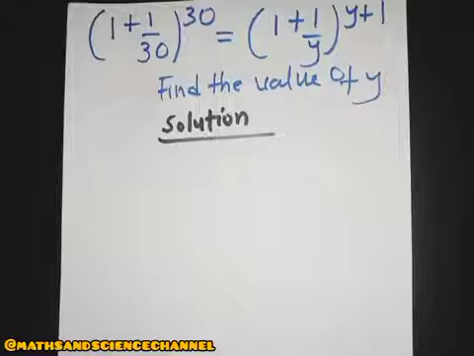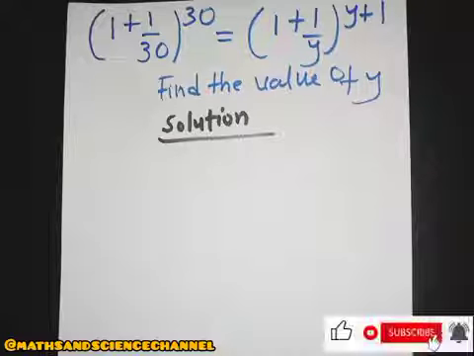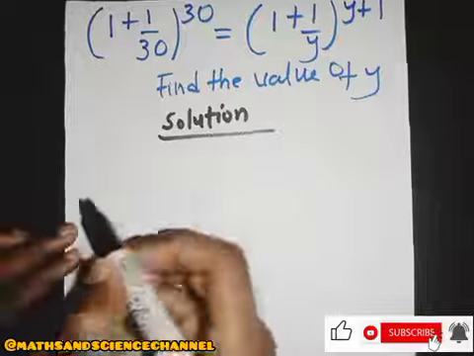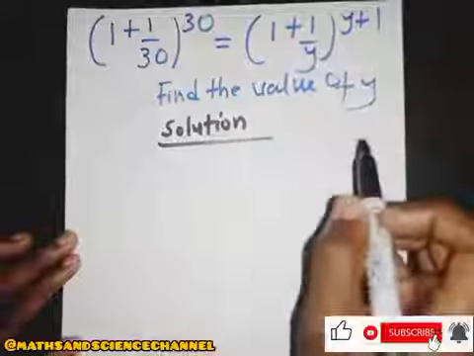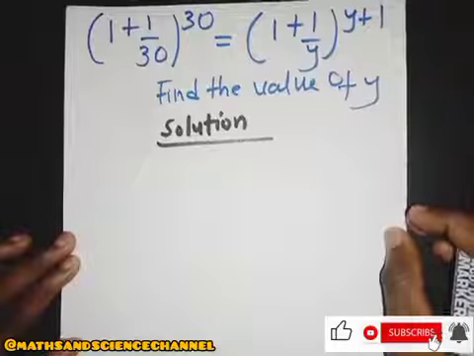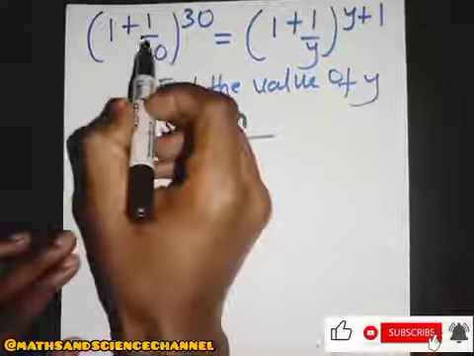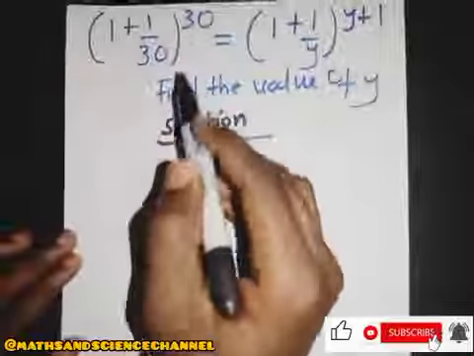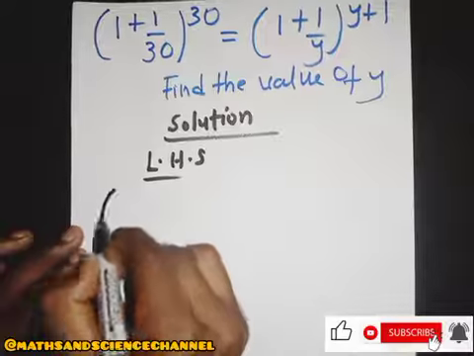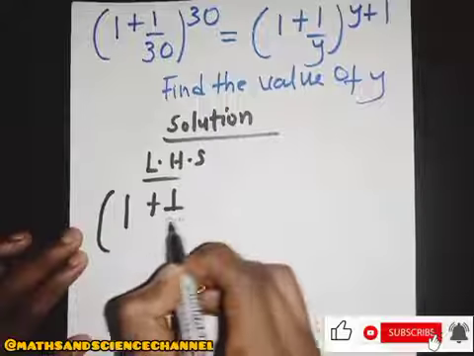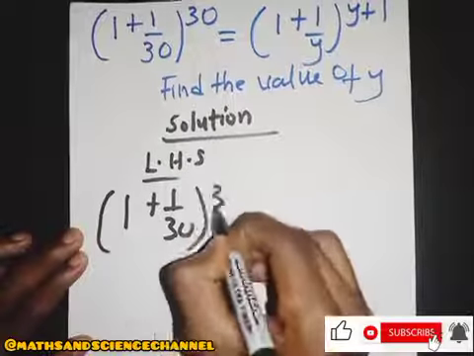Now in this session we have a question over here. We are to find the value of y in the expression above. If we look at the expression above, I'm going to use two methods in solving this. Firstly, I'm going to take the left hand side. Taking the left hand side, we have 1 plus 1 over 30, to the power 30.